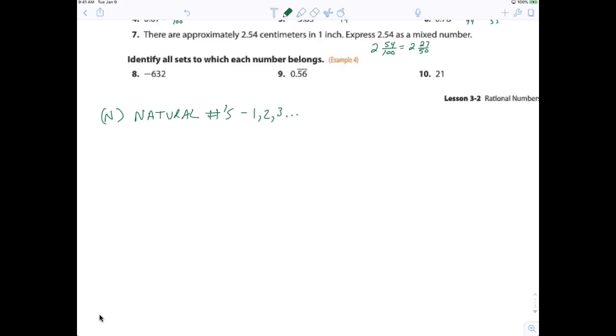All right? Now, natural number. After natural numbers, we have what's referred to as whole numbers. Now, whole numbers start with what number? Connor.